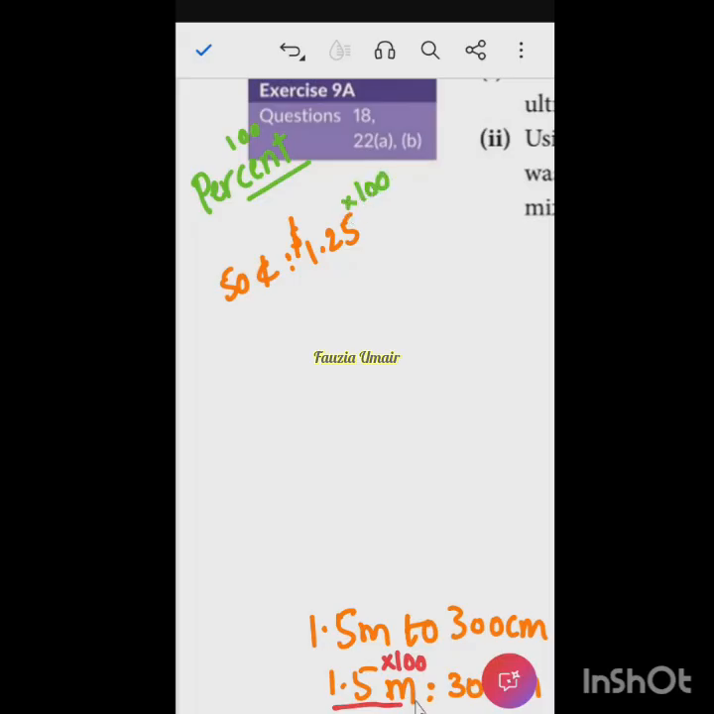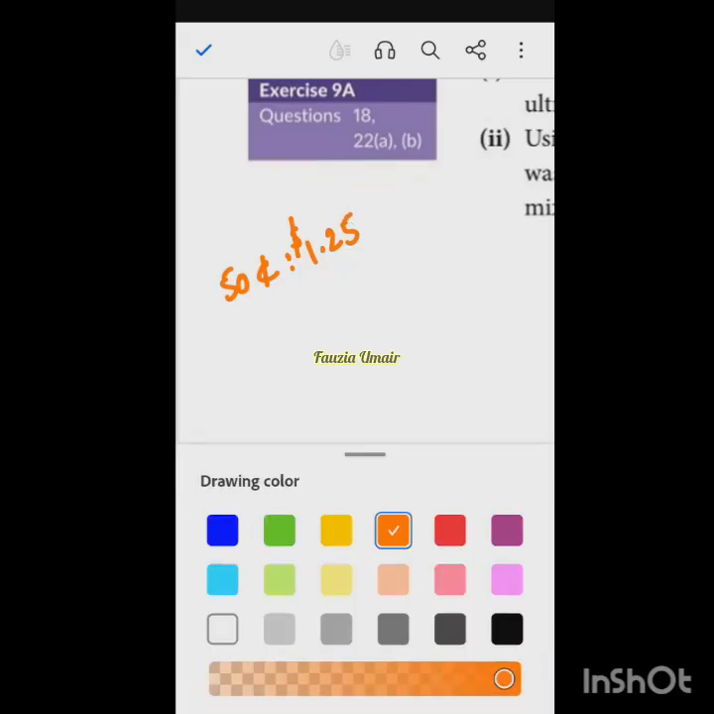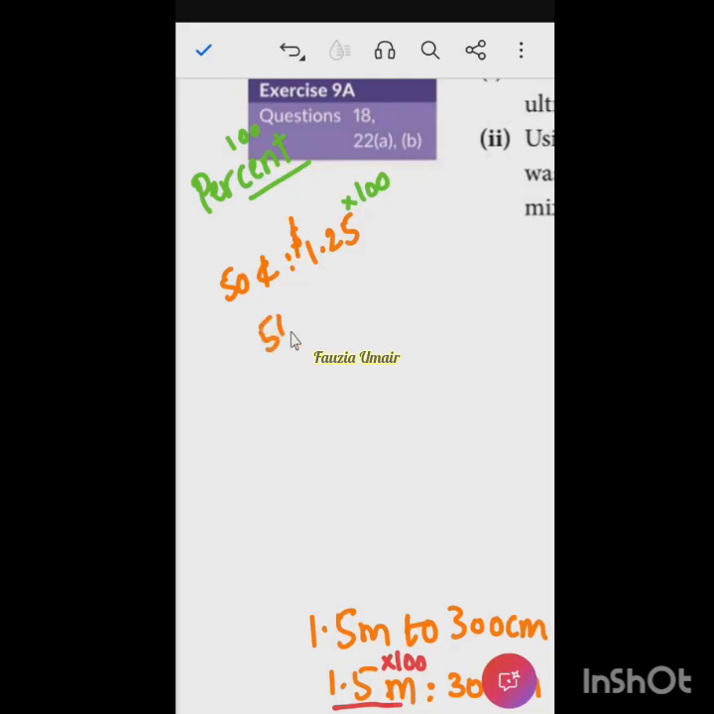So now I need to check if you have understood the concept or not. This is 50 ratio 1.25 multiplied with 100. What is the answer?